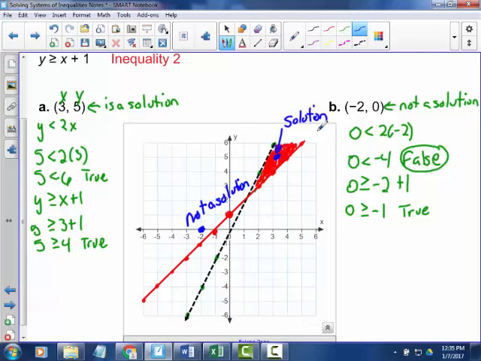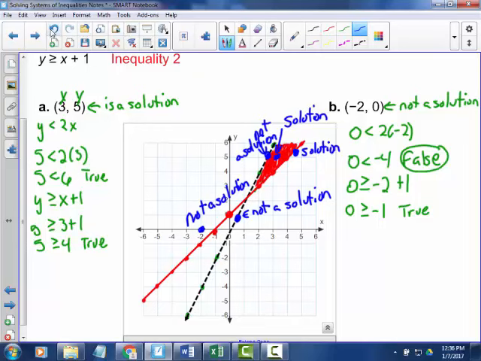Now, something that's not part of this particular problem, but I just want to point out, this would be a solution on the solid line, but a point on the dashed line is not a solution. Or even up here, even though it's next to the shaded, not a solution. So the solid lines and the shaded area are where our solutions are. Anything else would not be a solution.